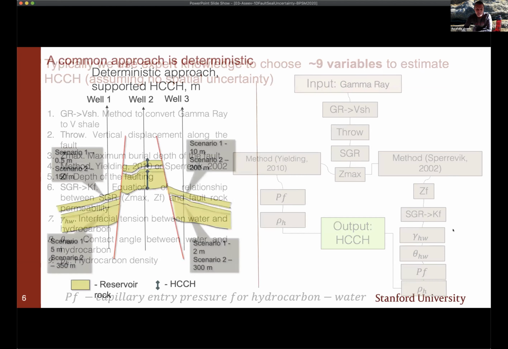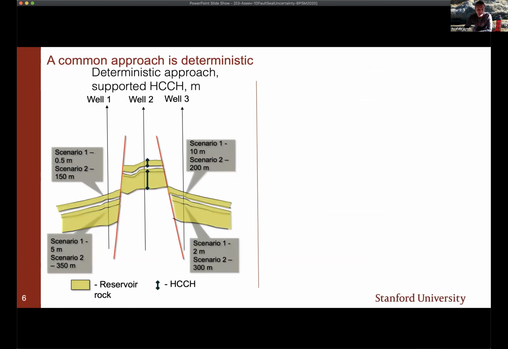Well, deterministic scenarios may include large uncertainties, may lack understanding of uncertainty, and can be biased due to overconfidence in the ability to estimate uncertainty. For example, in this made-up example, using different fault seal variables may create quite different column heights supported by the fault plane. Often, it does not even mean that we can use these values, as they can be larger than the thickness of the reservoir. So it doesn't mean that it is something the fault plane can support.